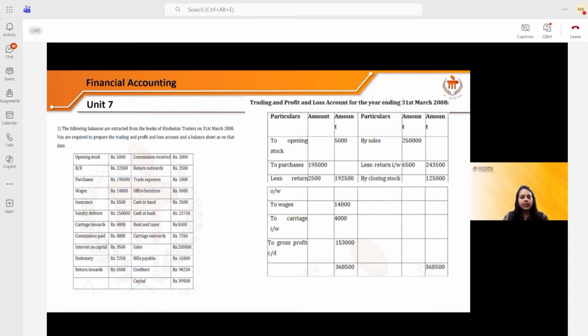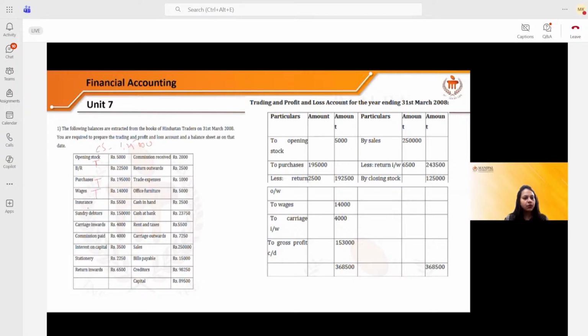Now, I hope you have taken the screenshot. So based on that format, I will prepare the trading account for you again. So this is the question. Closing stock will be 1,25,000, right? It is missing in that question, but it is 1,25,000. So again, based on the format, you will have to find out which transactions will go in the trading account. Opening stock will go in the trading account, purchase will go into the trading account. Look at the format only. Okay, so you will understand.